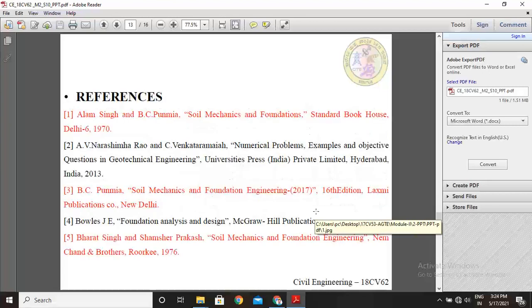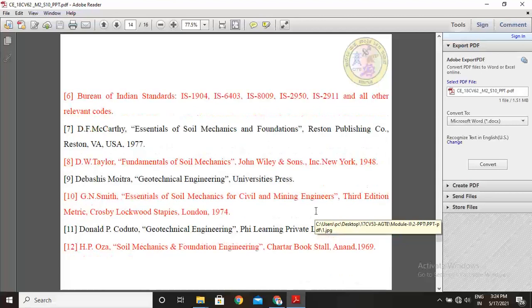Okay, so these are the references referred to in these sessions. Different authors, different textbooks, different codes, etc.